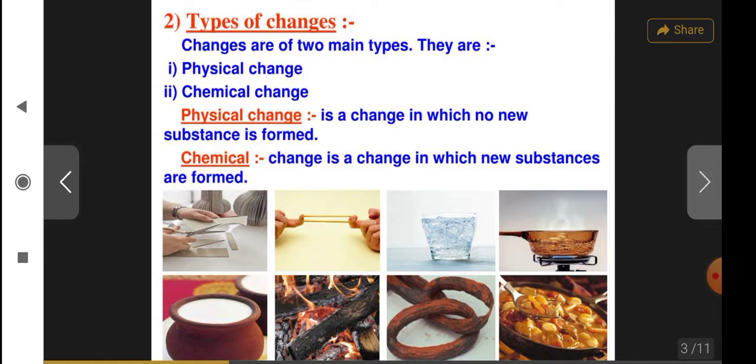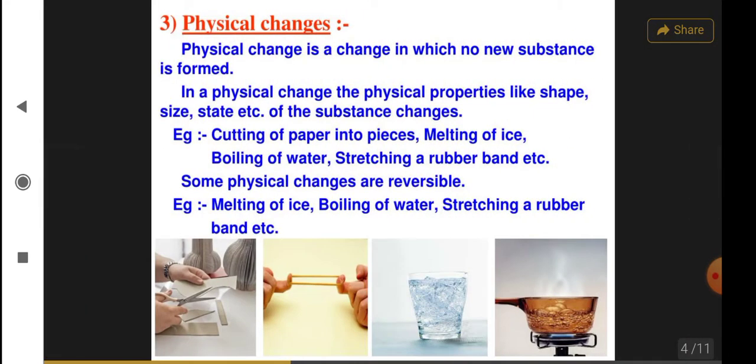So in this way, we can classify the changes that are happening around us into different categories, and those two categories are physical changes and chemical changes. Physical changes are generally reversible. So what do we mean by the word reversible, and what are the types, what are the characteristics? Let's discuss them in detail.